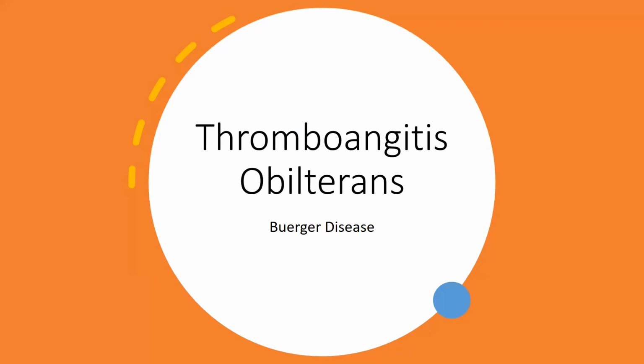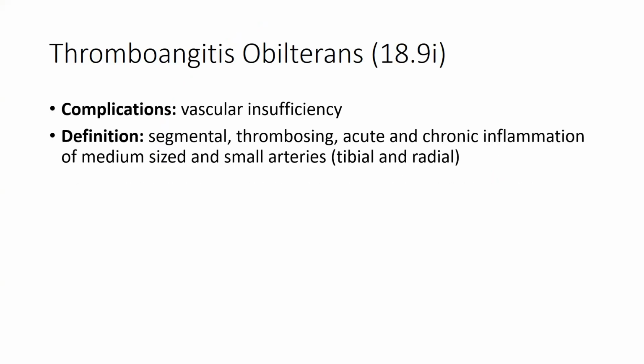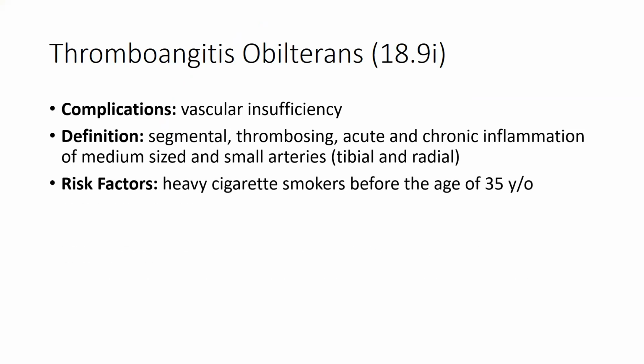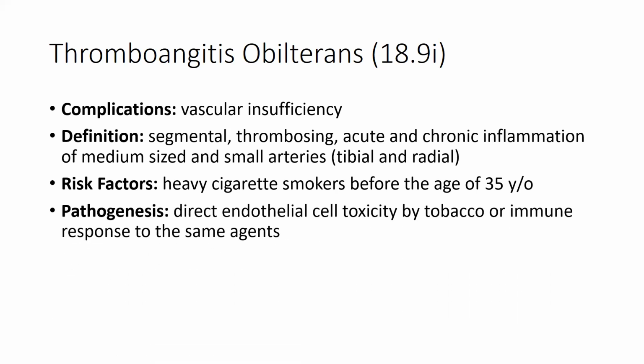The last one I wanted to leave us with in this conversation is thromboangiitis obliterans, or Buerger's disease. This is a vascular insufficiency condition, and you'll see this segmental thrombosing, acute and chronic inflammation of your medium-sized as well as small arteries. You can see this in like the tibial or radial arteries. The big risk factor is this is your heavy smoker, and it's before the age of 35. So your younger person, heavy smoker, can be male or female, but typically seen more in males. That's like your patient picture who has this condition.